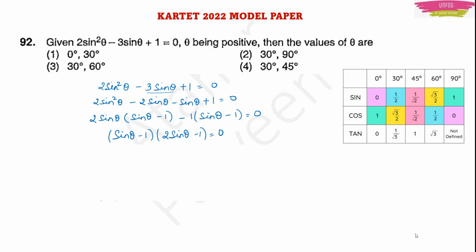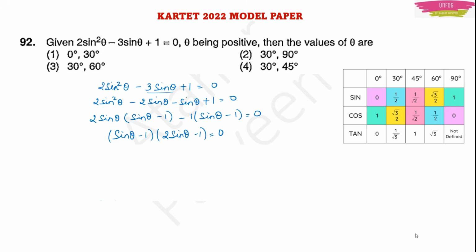With this, you will get two equations. One will be sin θ − 1. The other one will be 2 sin θ − 1. You can treat this as equal to 0 now, right? If you know how to solve a quadratic equation, this will be very easy for you. If you don't know, don't worry. While doing that chapter, I will teach you how to solve this quadratic equation by the factorization method.